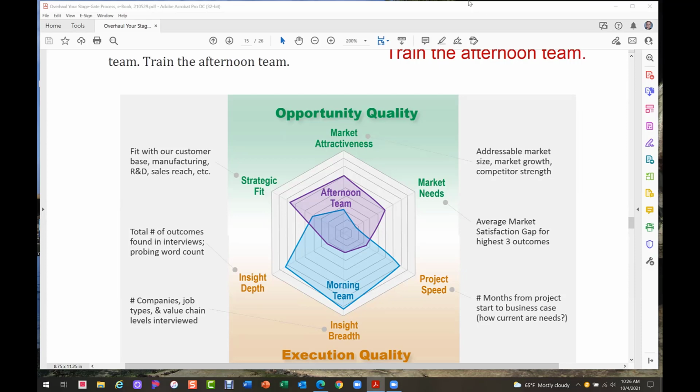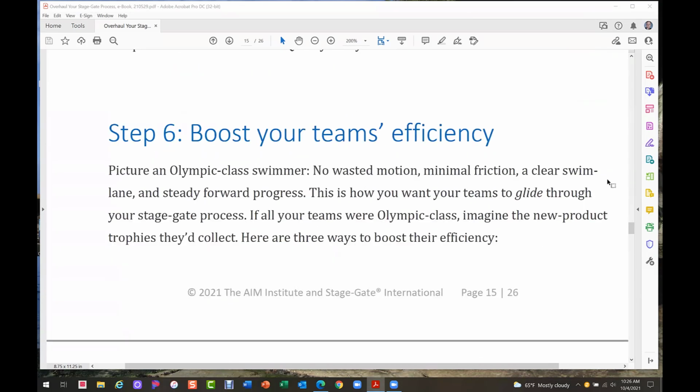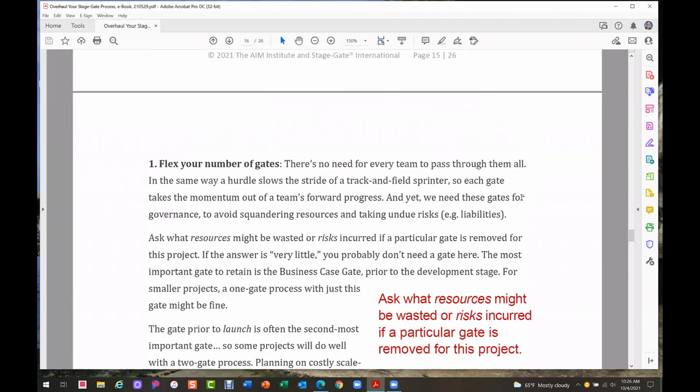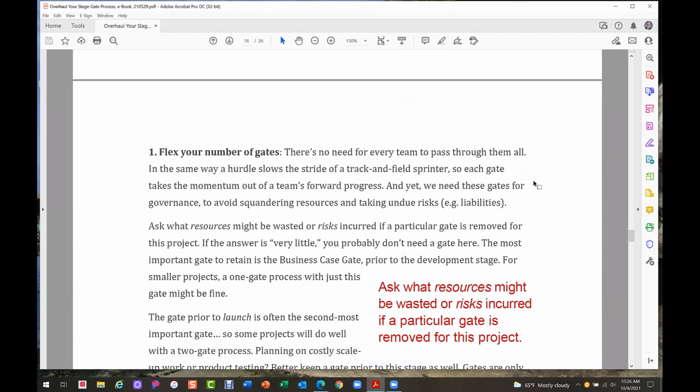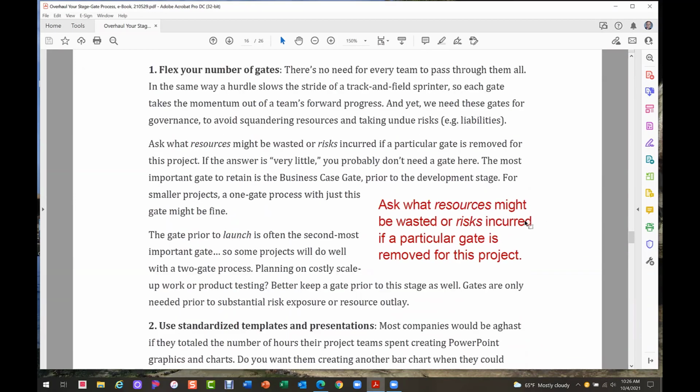Okay, so let me finish up the rest of these stage gate points. Number 6 is boost your team's efficiency. Let's lower that just a little bit so we can actually read a little more. There we go. There are several ways of doing this. Flex the number of gates. You don't need to have the same number of gates for every project. So that's something to consider.